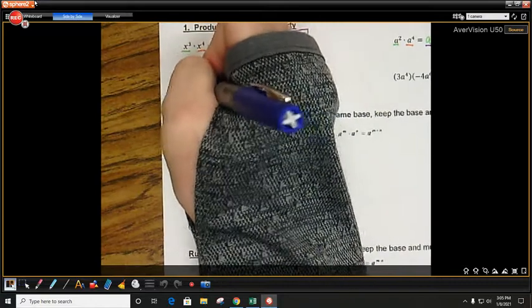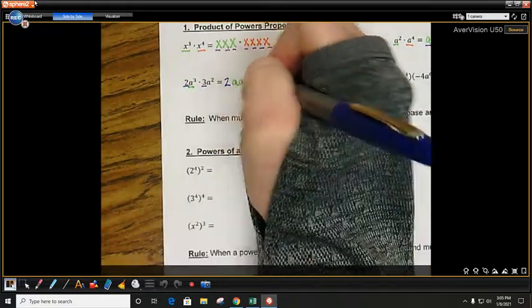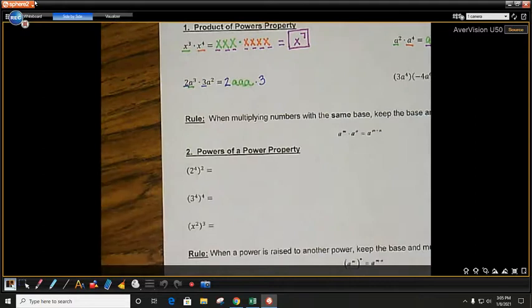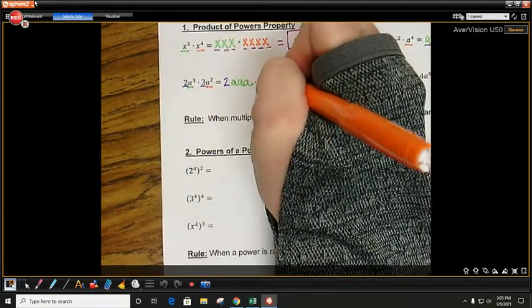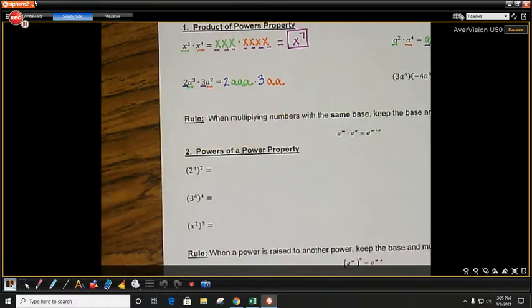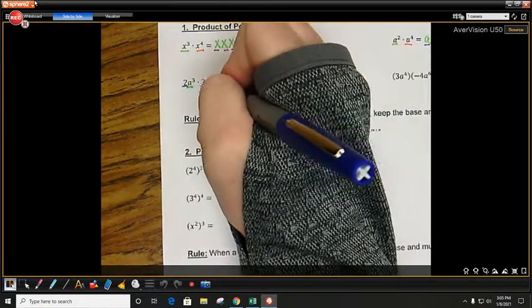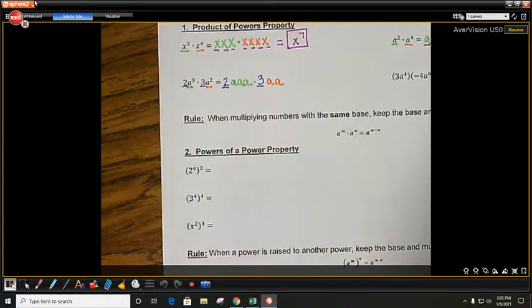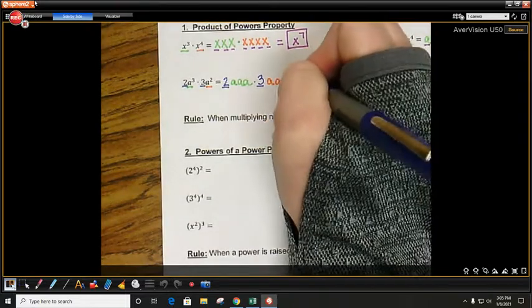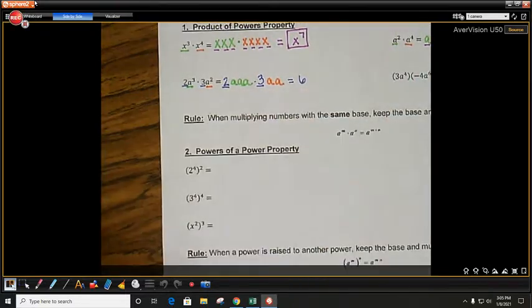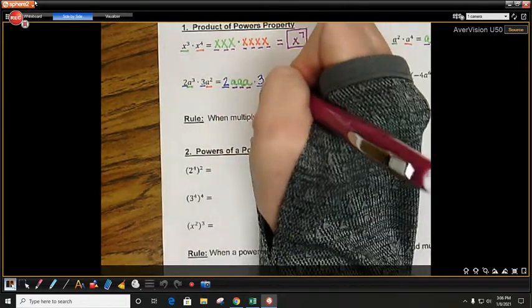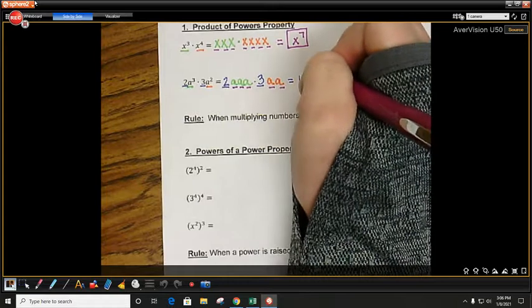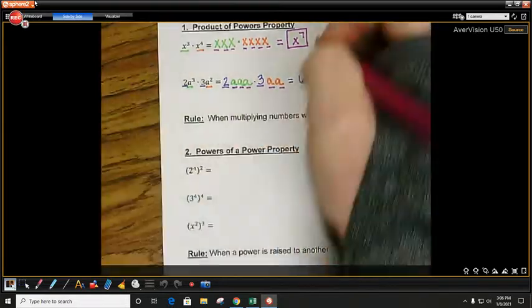Now again, this 3 doesn't have an exponent, so I only write it once. And then this a has an exponent of 2, so I'm going to write it twice. So these are just coefficients, so we're multiplying them together. 2 times 3 is 6. Then we're going to count up how many a's we have. 1, 2, 3, 4, 5. We have a total of 5 a's. So that's a to the 5th power.